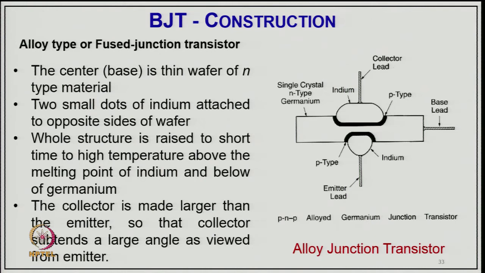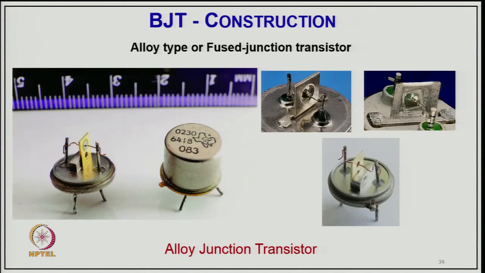Another is the alloy type or fused junction transistor, as you can see in the photograph. The center base is a thin wafer of N type, and 2 small dots of indium are attached to the 2 opposite sides of the wafer, and the whole structure is raised for a short time to a high temperature above the melting point of the indium and below that of the germanium. The collector is made larger so that the collector subtends a large angle as seen from the emitter. This is the emitter, this is the collector, and this is the base in the developed transistor.